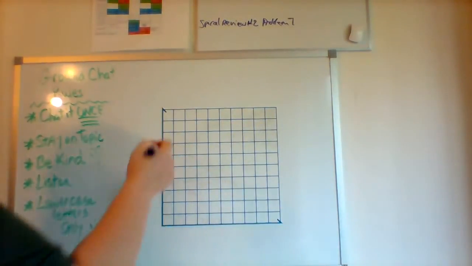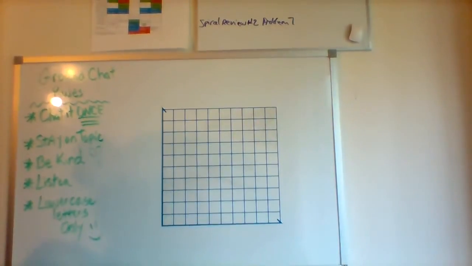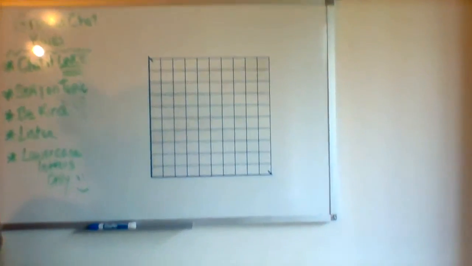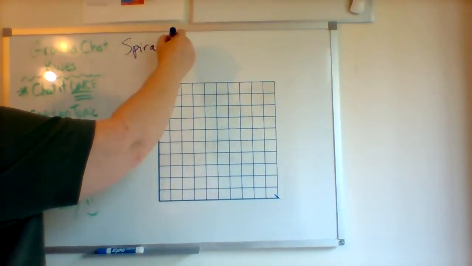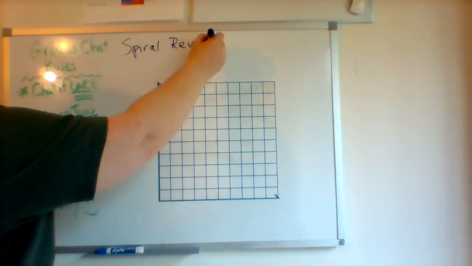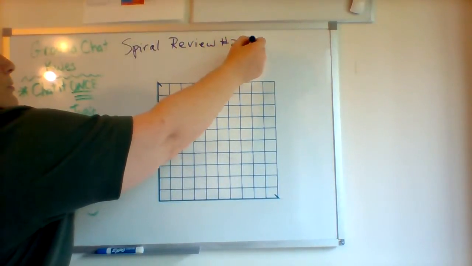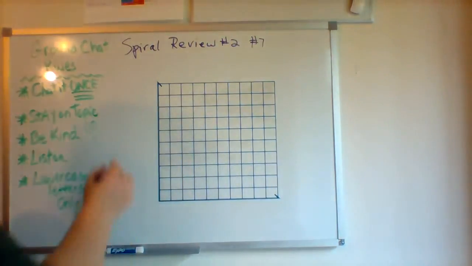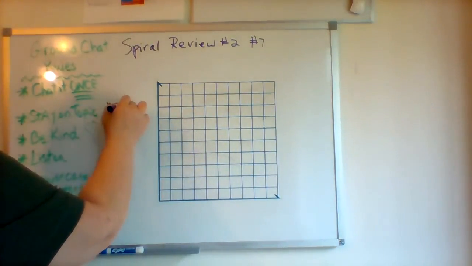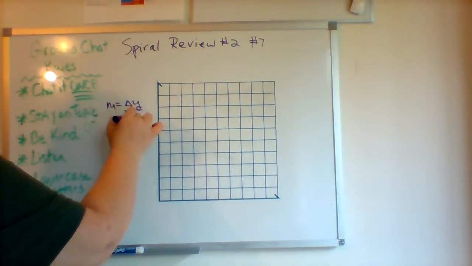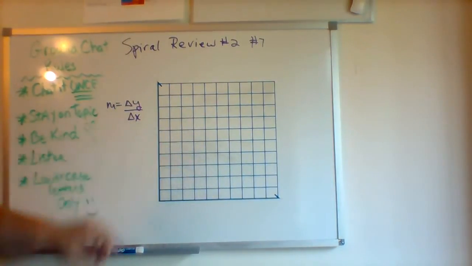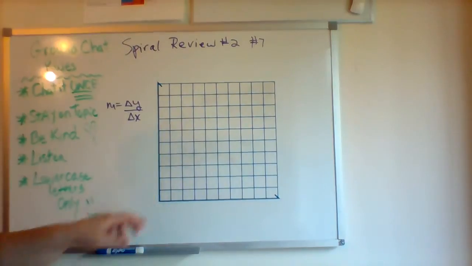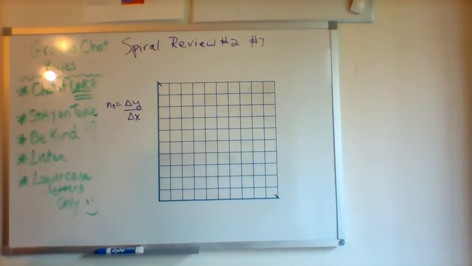Make sure it's got a title. Spiral review number 2, problem number 7. I said we're calculating slope, and it's the change in y over the change in x. What does that mean? Vertical distance over horizontal distance. We did that in class. Now they're counting by tens on the y-axis, right? That's what I need you to notice. Always pay attention to your scale.